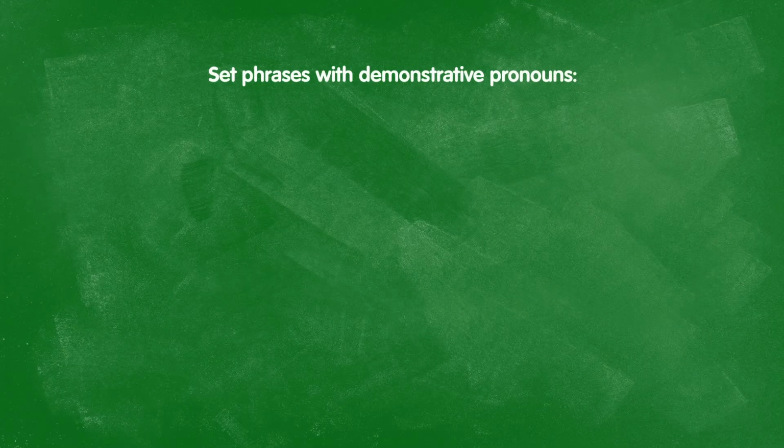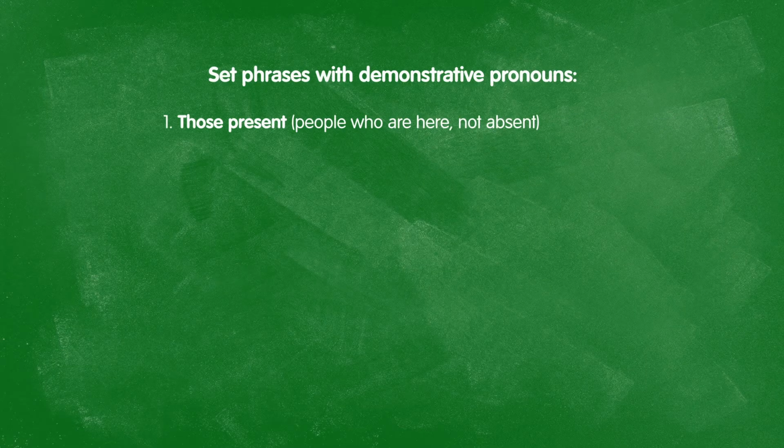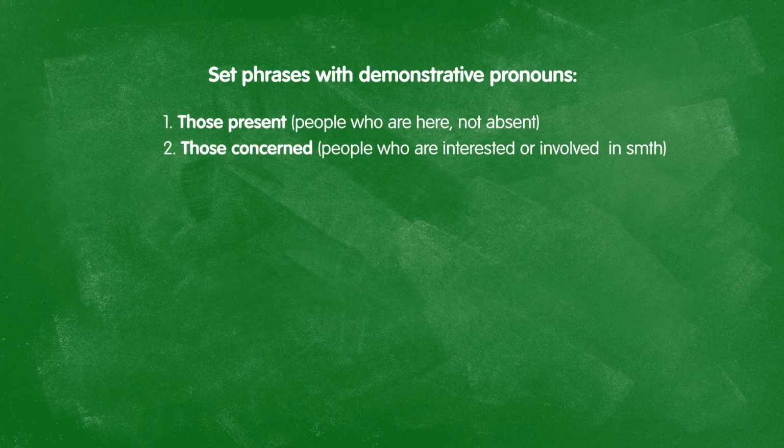And just like with reflexive pronouns, there are also some set phrases where we use demonstrative pronouns. Now let's look at a few together. First, those present. I'm talking about people who are here, are not absent. Everyone who has showed up today. Next, those concerned. People who are interested or involved, or who my information applies to. Just really anyone interested or involved.